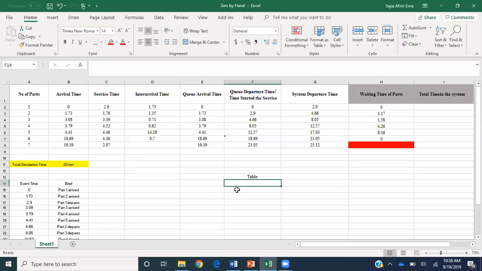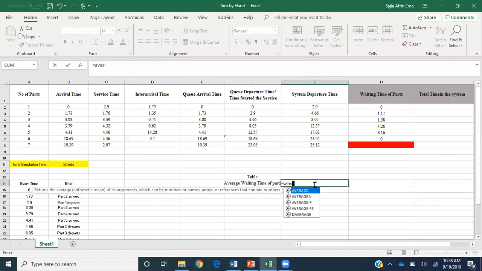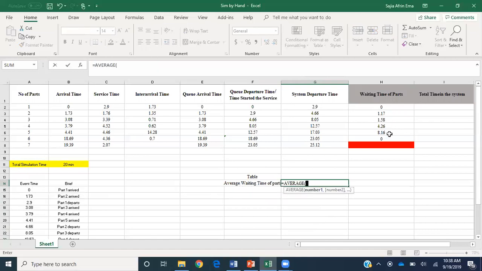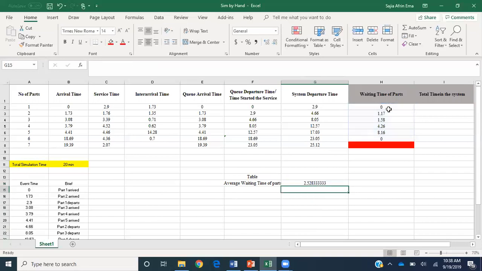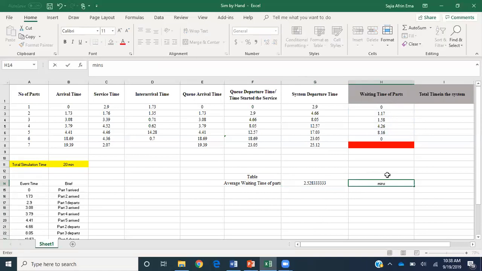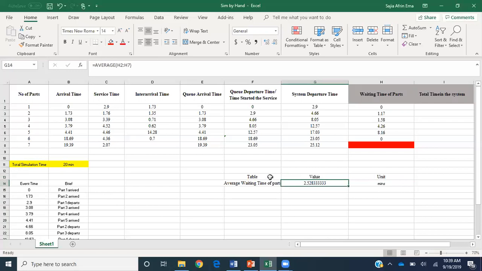Let's say average waiting time of parts. What would it be? It would be simply the average of these numbers here, which is 2.53, and let's just say minutes. So this is unit, this is value, and this is the stat that we are collecting, and this is our output table.